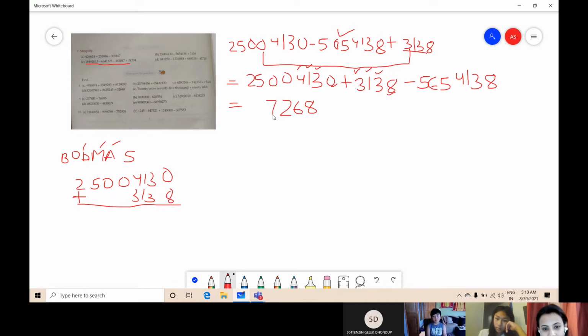Now write 7 in the thousands place. Now see the 10,000 place. Here is 0 and here is no number. In the 10,000 place, no number means it is 0. If there is no number, it means it is 0. So 0 plus 0 will be 0. Now same here, 0 plus 0 will be 0. Now see here, 5 and here is 0. 5 plus 0 will be 5. And the last number is 2. 2 plus 0 will be 2.